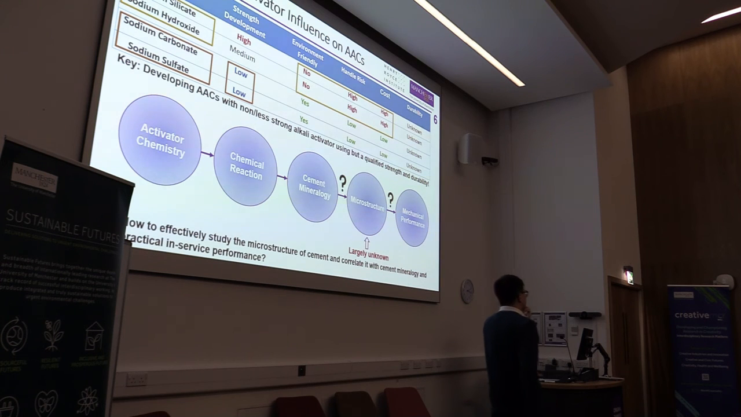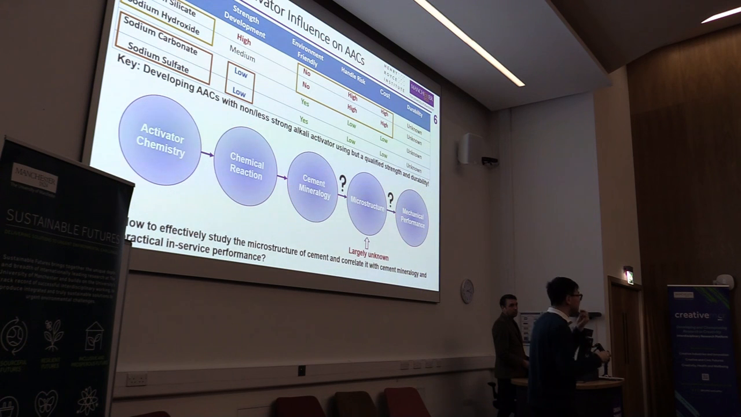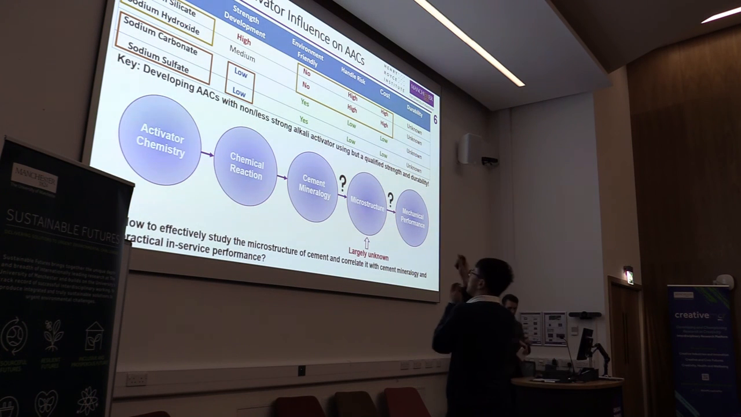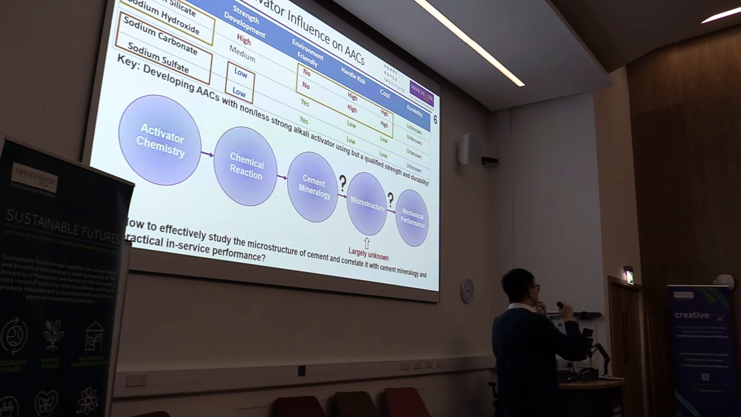And there is another environmental factor, like energy cost. Actually, as I mentioned, to produce a unit weight of this alkaline activated cement, the energy cost is much lower than the conventional Portland cement. But the problem is the financial cost is much higher. Yeah.